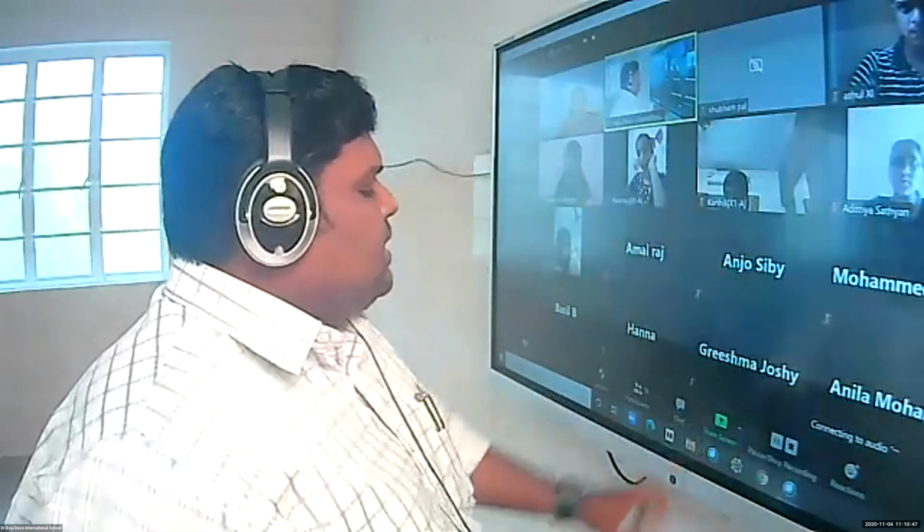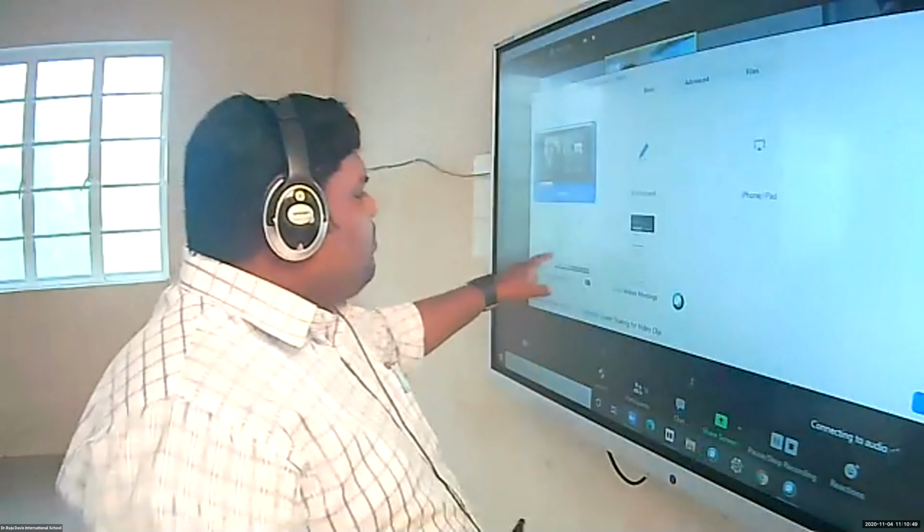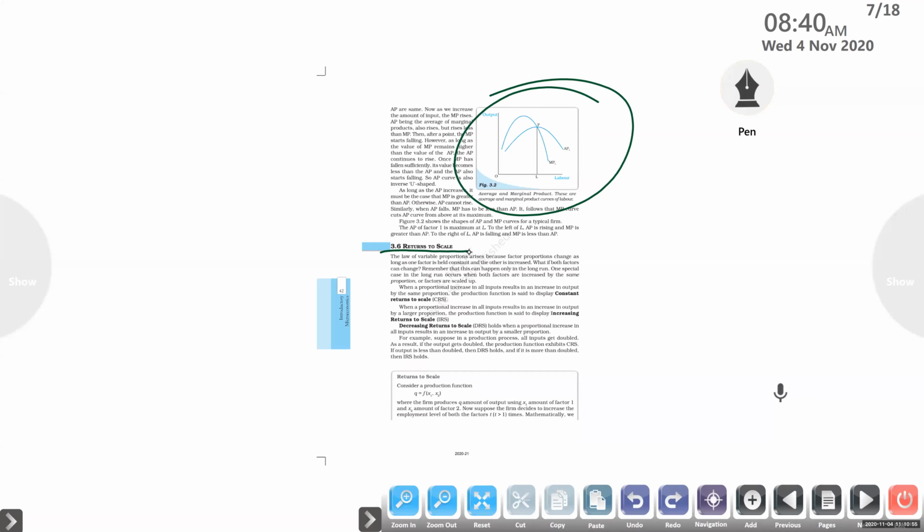So we are always using the inputs keeping one thing in mind. What is that? We want the exact or proportionate output. Clear or not? That's what returns to scale is. What we are using, we are always expecting an output related to the input we used.